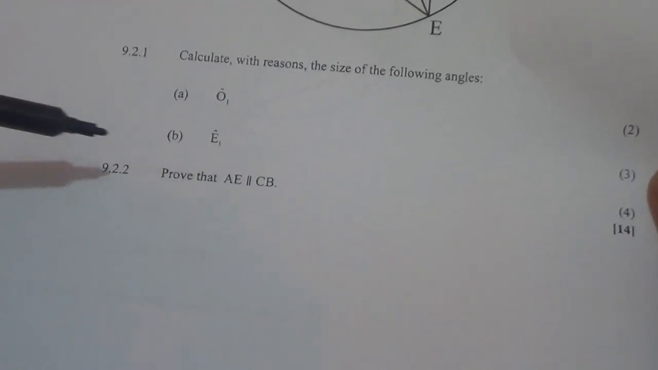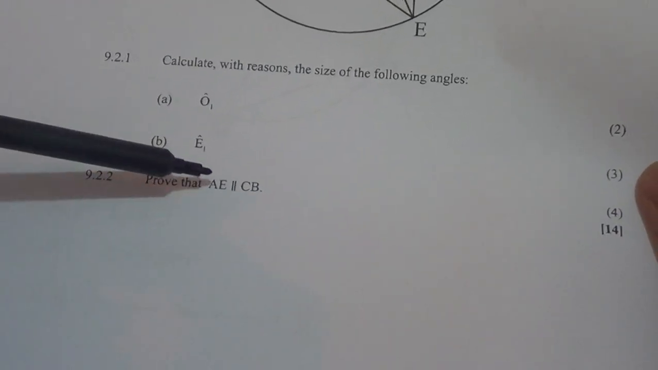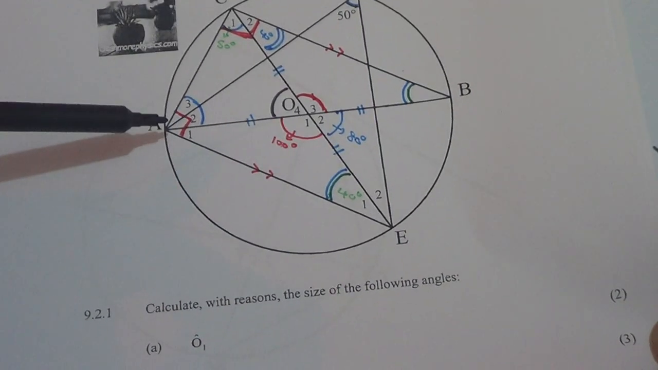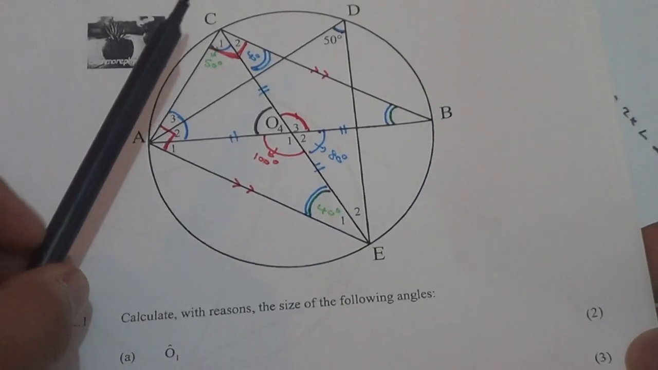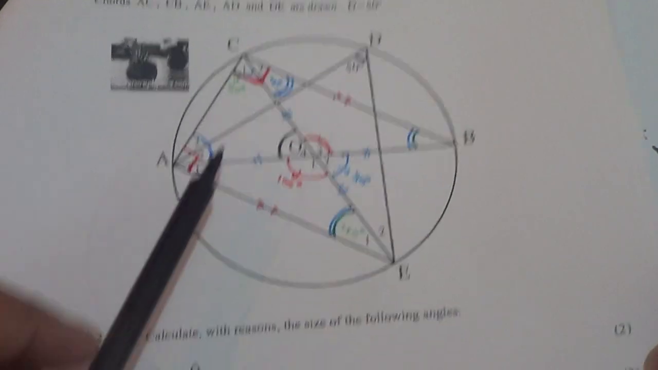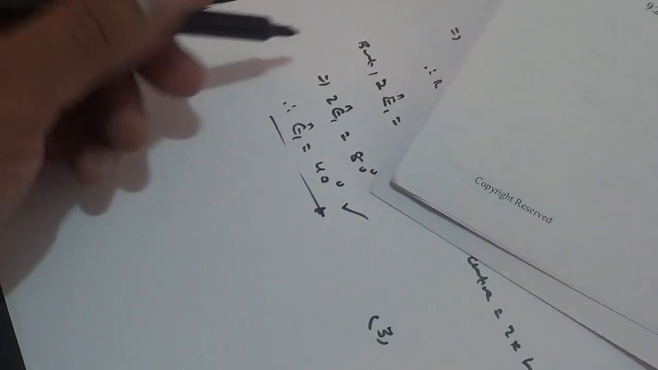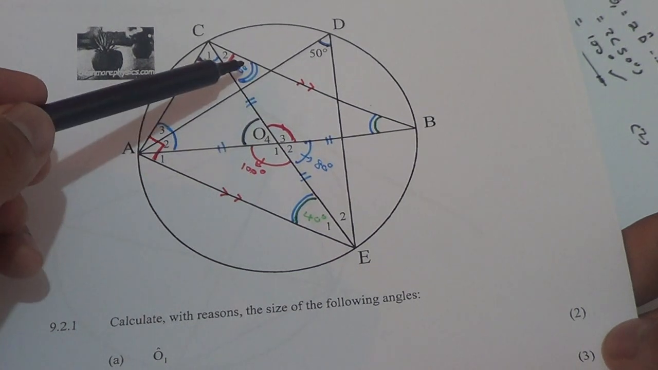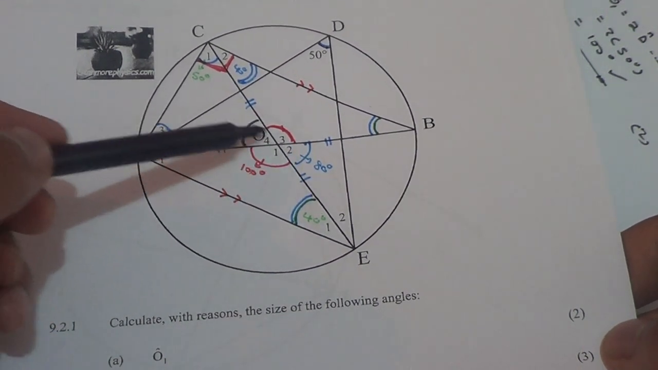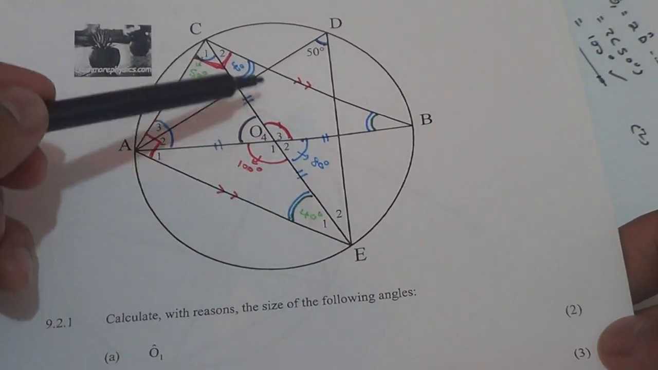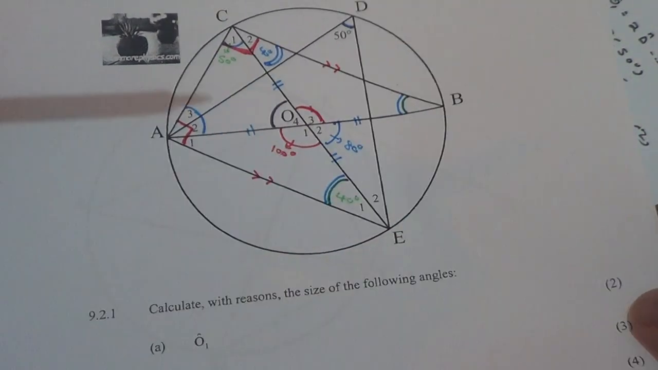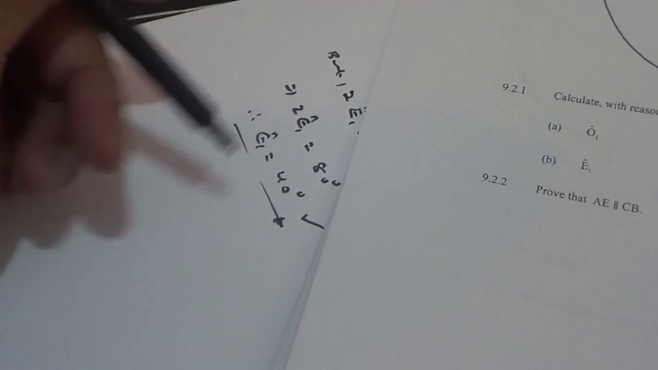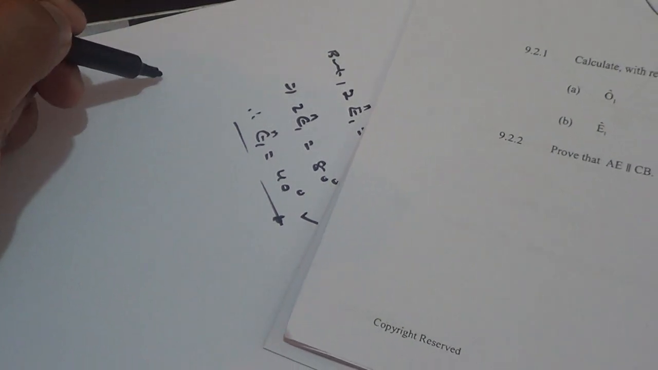All right, so 9.2.2 says, prove that AE is parallel to CB. Wow, nice. We've already proven we're going to use those co-interior angles so that we don't complicate our lives. But you can see that there's plenty of options. You can use angle at center, twice angle at circumference over there from vertically opposite angles, and then you can prove that these are alternate angles. So you have options, but let's choose the nicest and the newest.